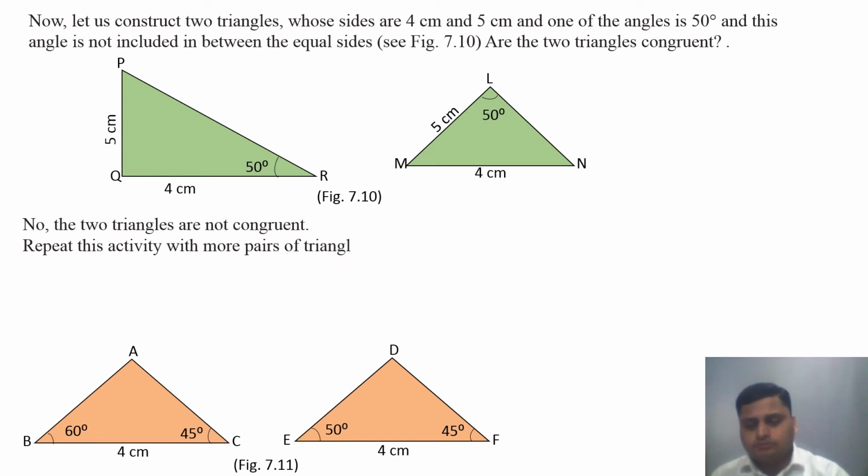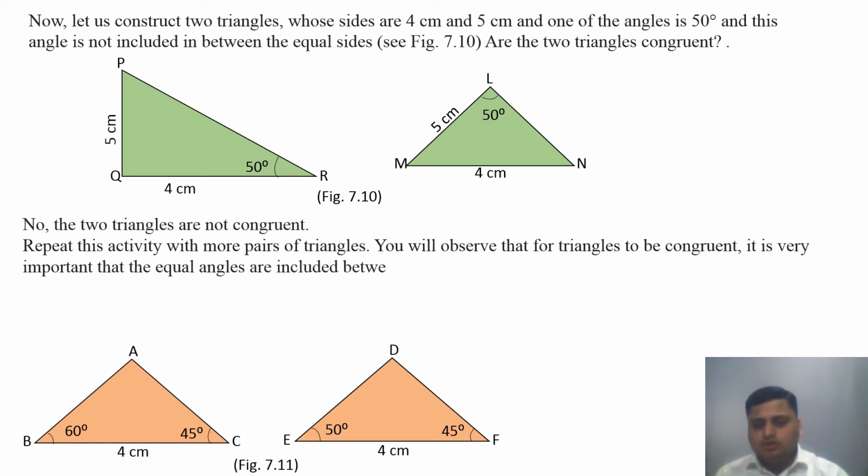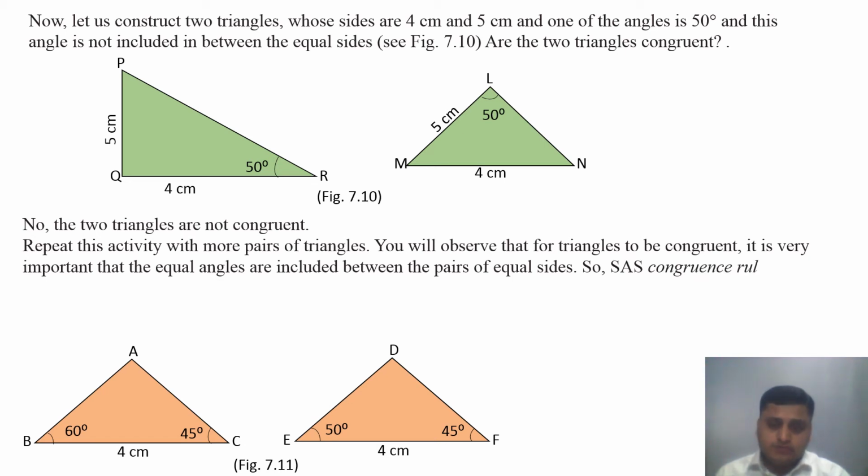Let's see one more, it will be more clear. Repeat the same activity with one more pair of triangles. You will observe that for the triangles to be congruent, it is very important that the equal angles are included between the pair of sides. It must be between the pair of sides. So the SAS congruency rule holds. That's why the SAS congruency rule holds, not the ASS or SSA rule.